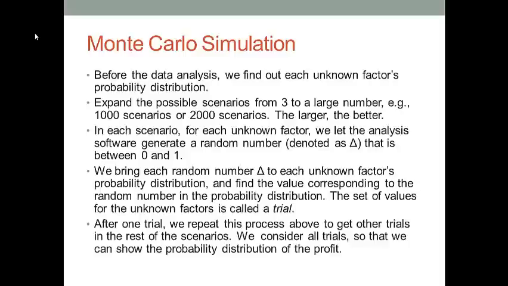Keep in mind that the key feature of the random number delta is that it is between 0 and 1. When we bring each delta to each unknown factor's probability distribution, basically we want to use the delta value as a pseudo probability and find out what the value is likely to be for that unknown factor in that particular scenario. When we have a large number of different scenarios, we can then simulate the unknown market, the changing future in our analysis. Let's see how we can use the Monte Carlo simulation in our question.